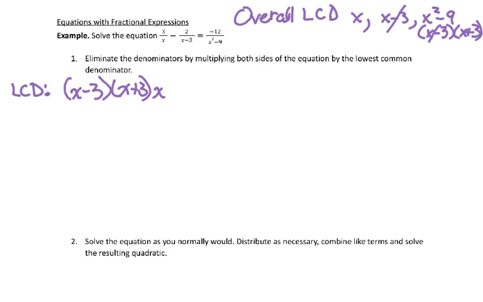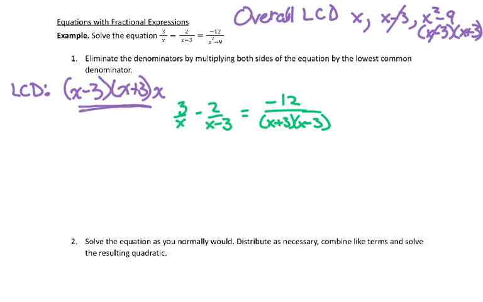So let's first write the equation down. If you've noticed, I just changed the x squared minus 9 into the two factors. That'll help when we want to cancel things out. Now I'm going to multiply both the left and the right side by our LCD. Well, the left side, let's say we already have it right there. So on the right side, I'm going to do the same thing.